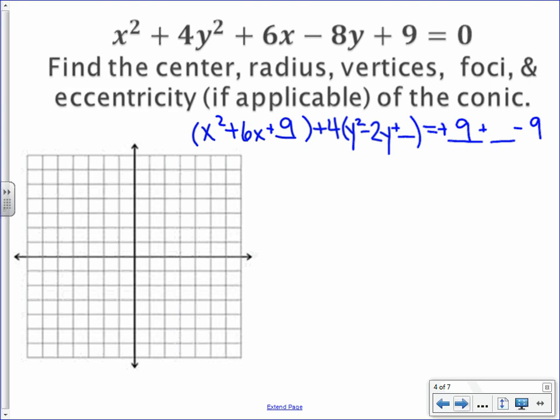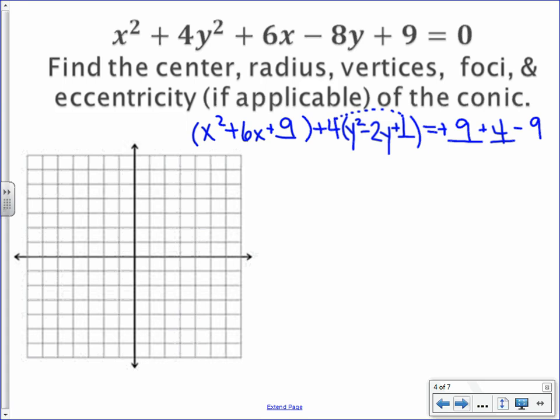What number completes our square here? 1. Be careful. Are we adding 1 on the left side? We're really adding 4. We're adding 4 times 1. And so we need to add a 4 on the right side. Okay? If there's a coefficient that has to be applied. Just b divided by 2, right? Squared. B over 2, then square it.